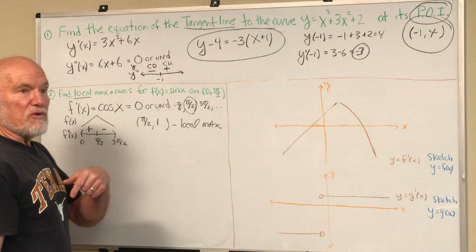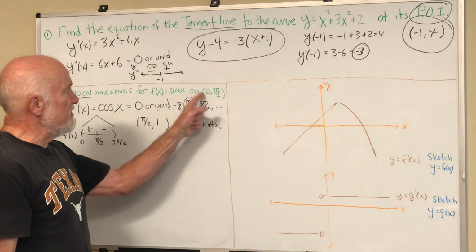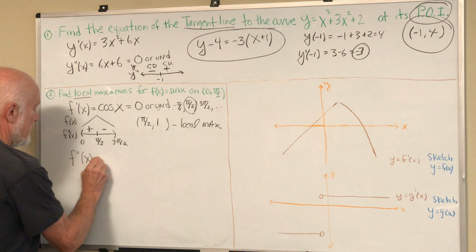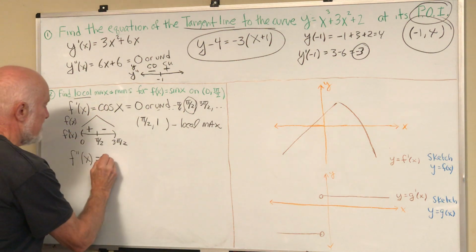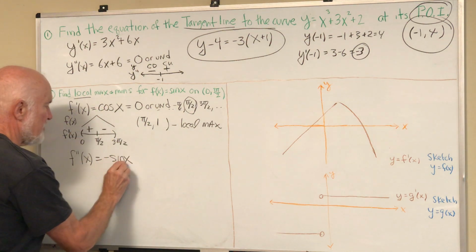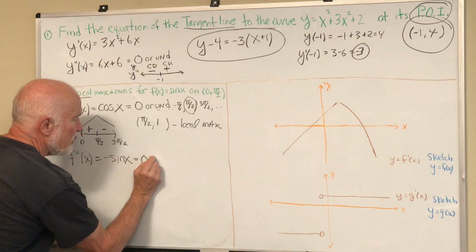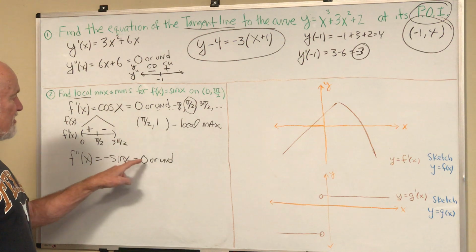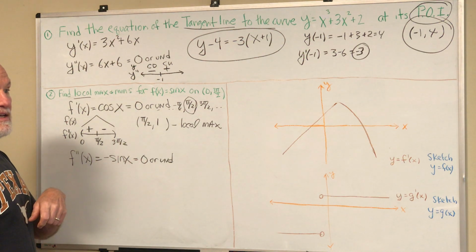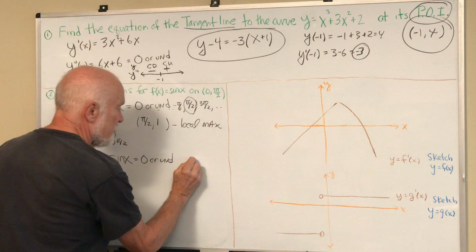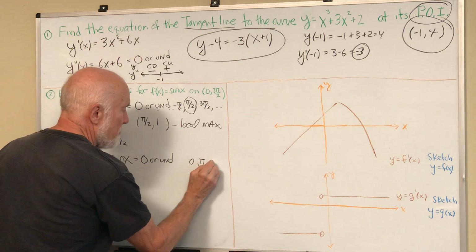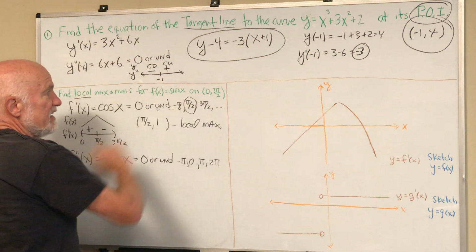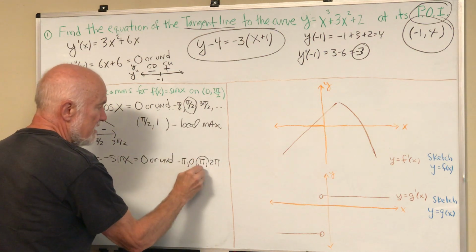Now I didn't ask it, but what about the points of inflection in this interval? Well, now we would have to go to the second derivative. The derivative of the cosine is minus the sine of x. And possible points of inflection are going to be where minus the sine of x is 0 or undefined. Well, the sine is 0 at 0 and pi, and 2 pi, and negative pi, but the only place inside of here is at pi.